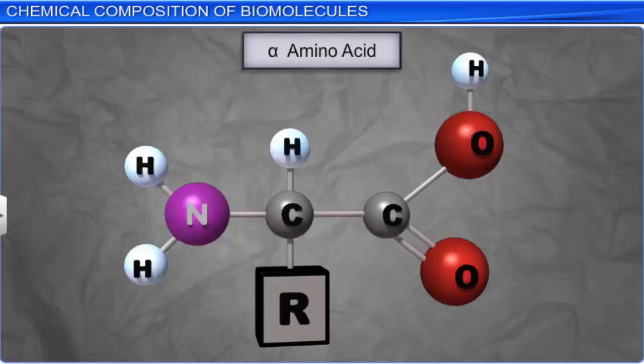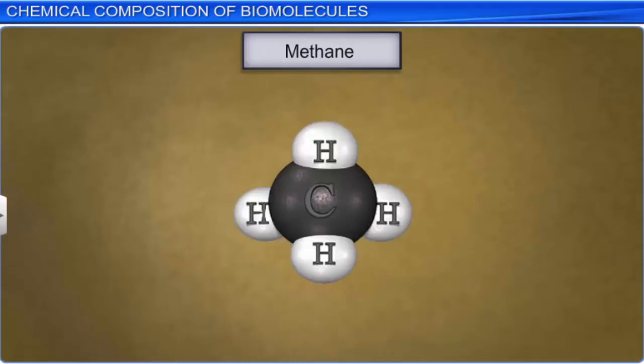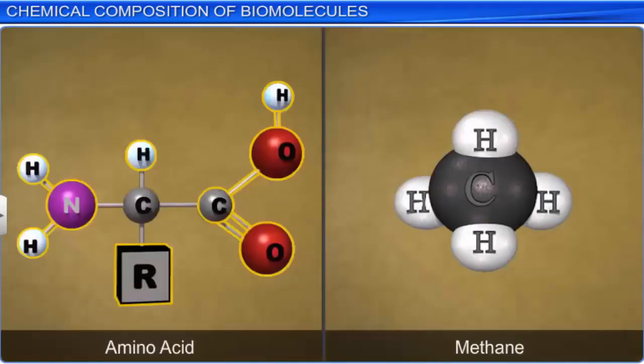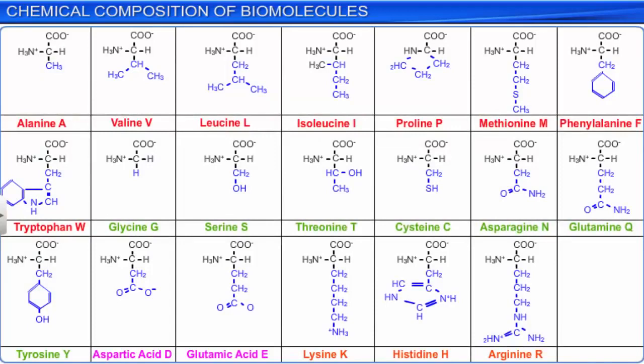Amino acids are substituted methanes. There are 4 substituent groups occupying the 4 valency positions. These groups are hydrogen, the carboxyl group, amino group, and a variable group also known as the R group. Based on the nature of the R group, there are many amino acids.